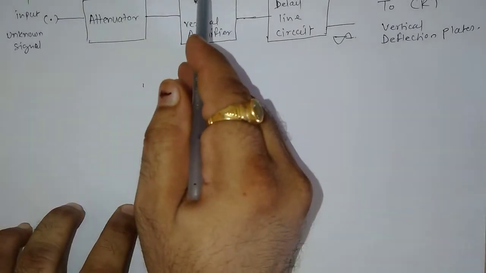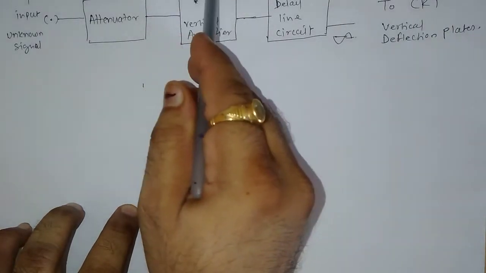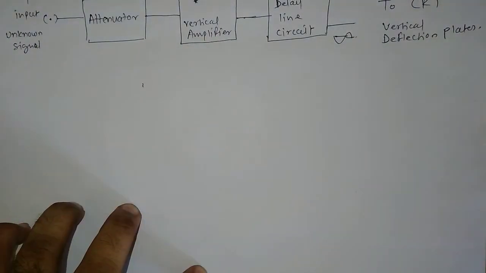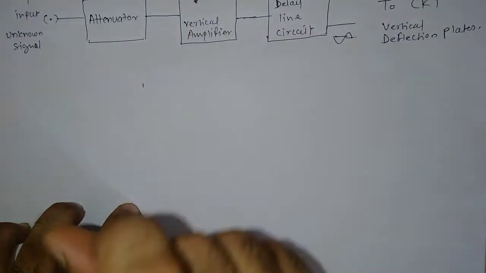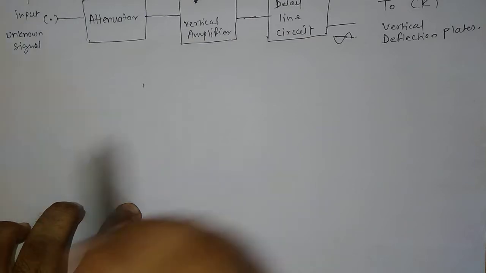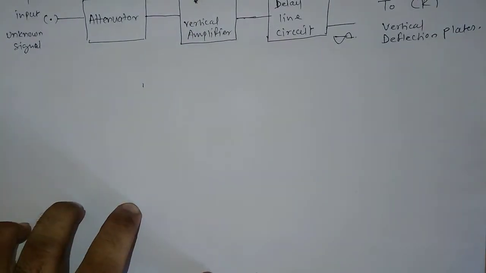Its gain can be adjusted using a control. This control, volt per division, exists on the CRO's front panel. By changing this control, we can change the gain of this amplifier. So amplification is necessary here. Then after that the signal is passed through a delay line circuit.